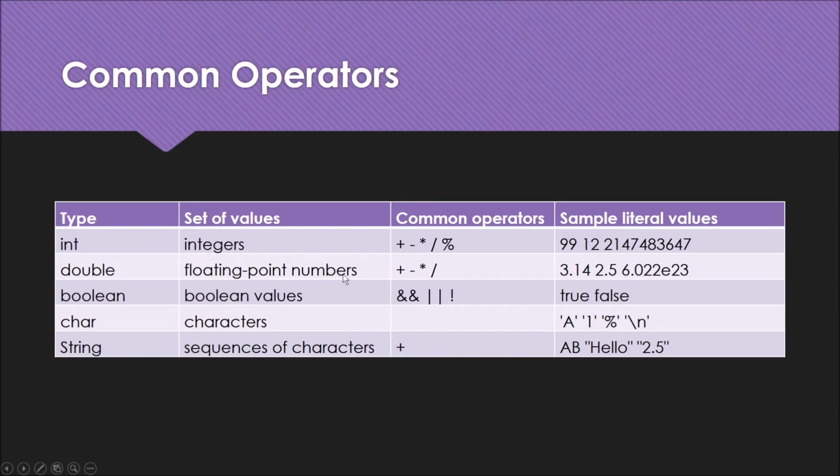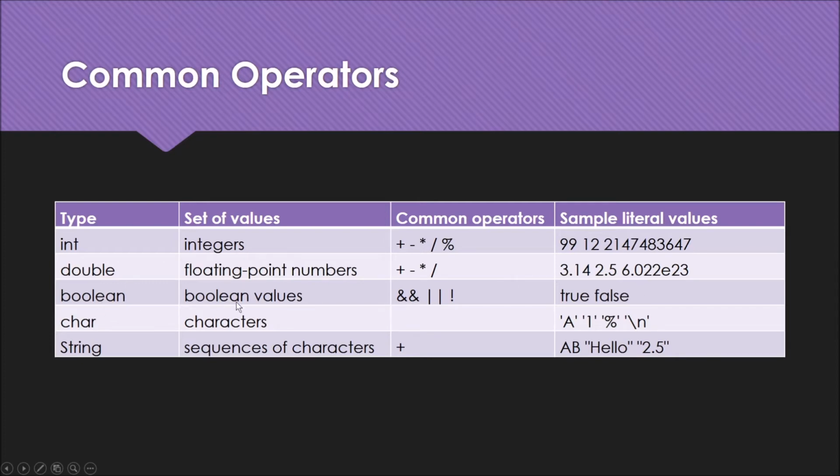Now, if you want to ask, what is the floating point value? The floating point value is anything which is hanging in between. So like 3.14. So it's neither 4, it's neither 3, but it's floating in the middle of the two values. So that's why it's called a floating point value.